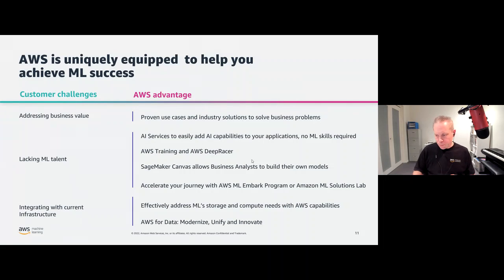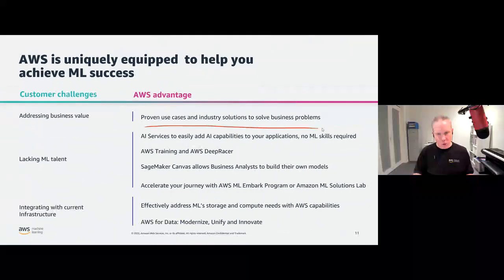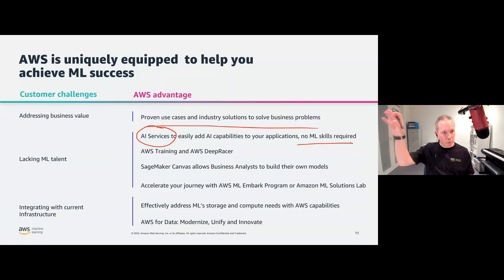But also, a number of things. We've got some proven use cases and industry solutions to solve business problems. We don't have time, but there's something in the tool called a quick start. So there's a number of quick starts which are ready to go machine learning solutions tailored to businesses. So there's a fraud detection, for example, solution that you can start very quickly. We talked about AI services with no ML skills. That was in the top layer.